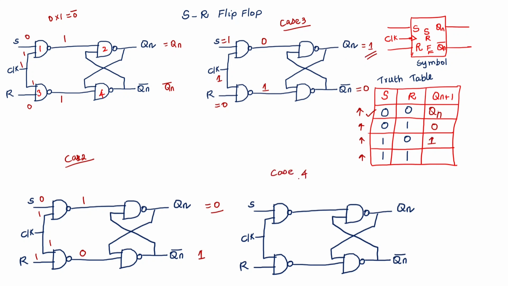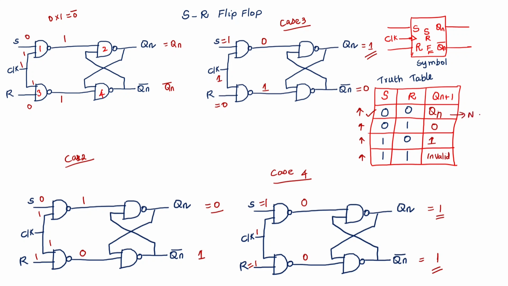And next, case 4. In case 4, S is equal to 1 and R is equal to 1. So put S is equal to 1 and R is equal to 1. Clock also 1. 1 into 1, that is 1, 1 bar 0. 1 into 1, 1, 1 bar 0. Q1 bar into 0, that is equal to 1. 1 into 0, that is equal to 1. So this is the invalid state. Q1 equal to 1 means surely Q1 bar is 0. Or Q1 equal to 0 means Q1 bar is equal to 1. But here, both the values obtained are 1. So this is the invalid state or indeterminate state.